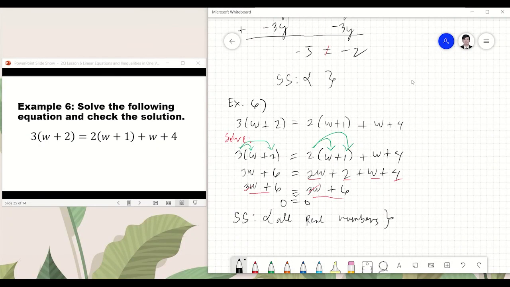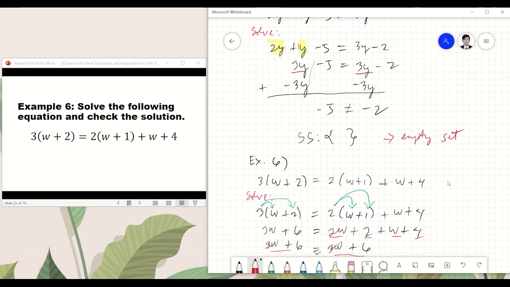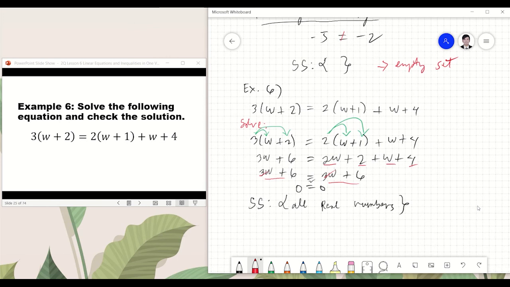Kaya ika-clarify ko kung kailan siya magiging empty set. Empty set kapag walang variable na natira, and then, hindi sila magkapareho. So, empty set. Dito naman, kapag magkapareho na yung left at saka right side, if they are exactly the same, that means that all real numbers can be a solution to the equation.